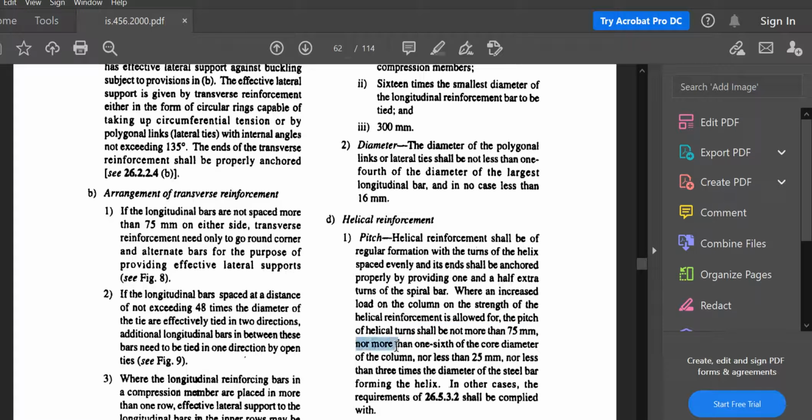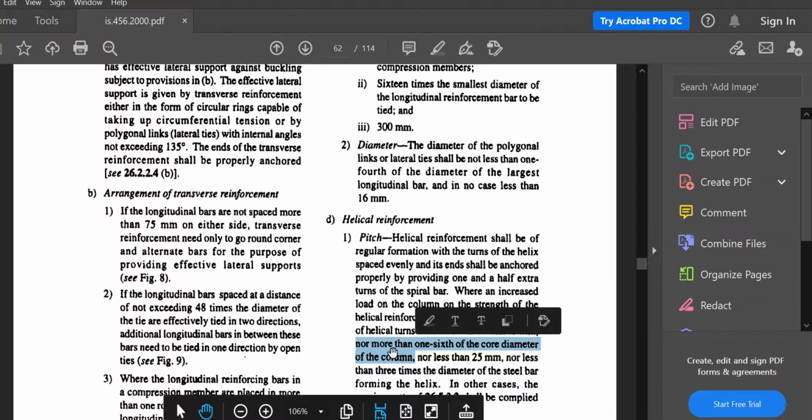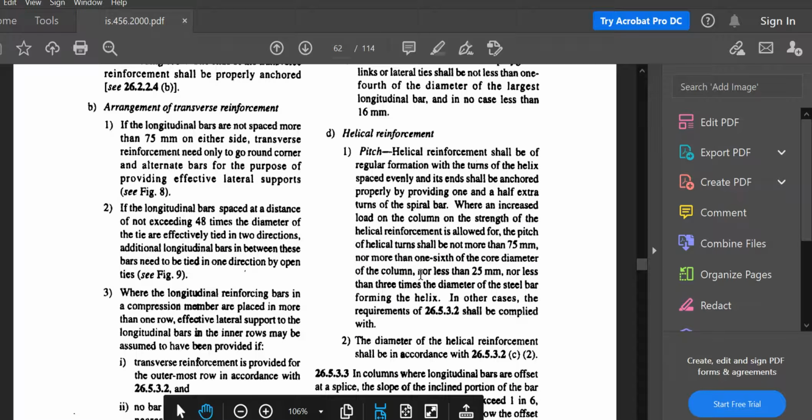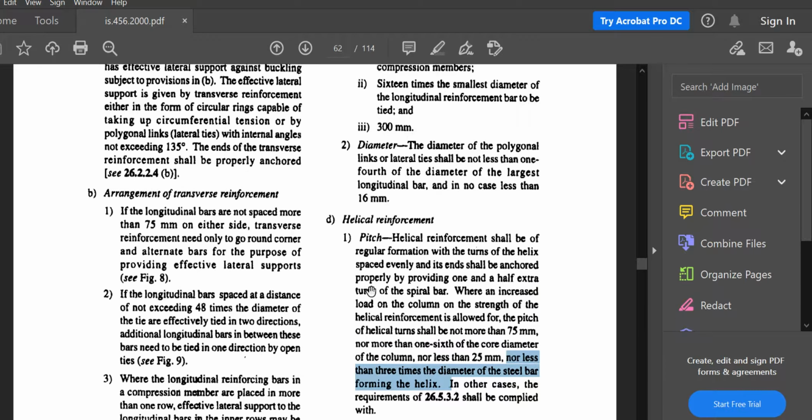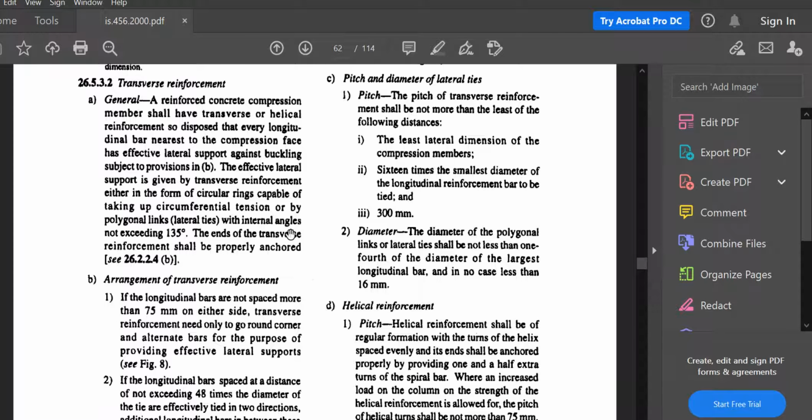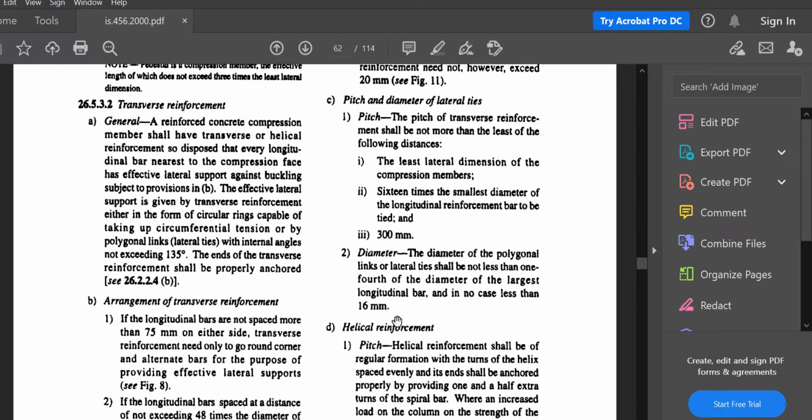No more than 1/6 of the core diameter of the column, 1/6 of Dc, not less than 25 mm. It should not be less than 25 mm, nor less than 3 times the diameter of the steel bar forming the helix, that is 3 times 5h. In other cases, the requirements of 26.5.3.2 shall be complied with. That is 26.5.3.2 means this one. So that is a normal case.